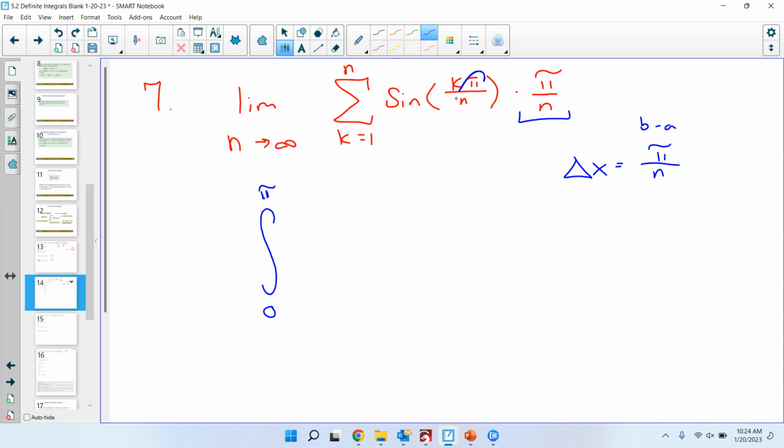Pi over n is your width, right? What's pi over n times k? Your width times how many rectangles you've done, right? So they're turning into what there? Pi over n times k's are x's, correct? So we have sine of x, and then delta x turns into dx's if the rectangles are an infinite quantity of them. Does that make sense, Justin? Yeah. I was confused on how it turned into x, but I got it now.